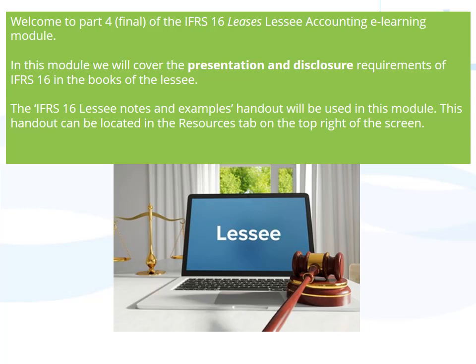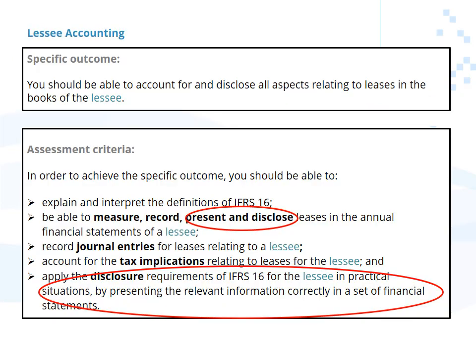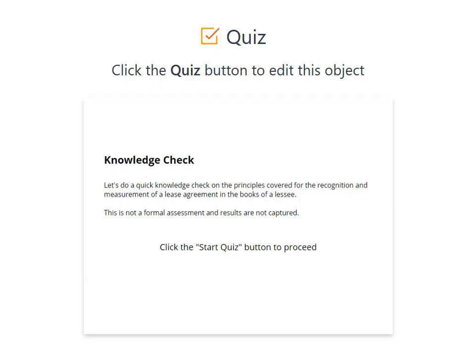This is the final module of Lessee accounting and covers the presentation and disclosure requirements of IFRS 16 in the books of the lessee. We previously covered presentation indirectly in the previous modules, but let's recap.